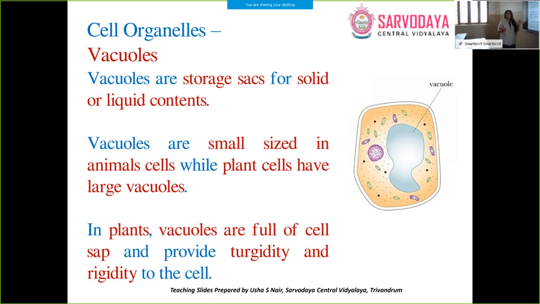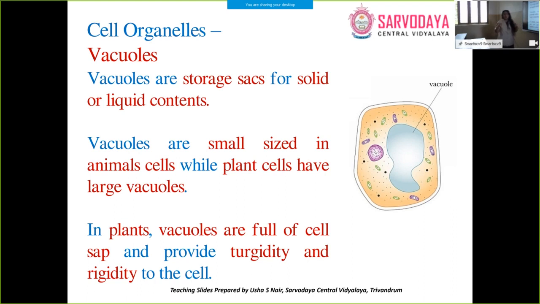Now, we're done with our mitochondria, your favorite, my favorite mitochondria. Then we have done with our plastids. Now, vacuoles. These are nothing new to you. We have learned them briefly in the 8th grade, and now a little more in this grade. Vacuoles are storage sacs for solid or liquid contents. When we draw the plant cell and animal cell, we know that vacuoles in plants are bigger in size, and in animal cells they are smaller in size.